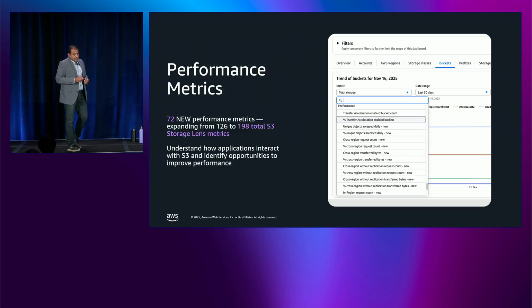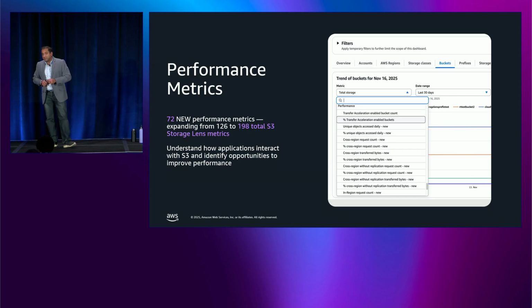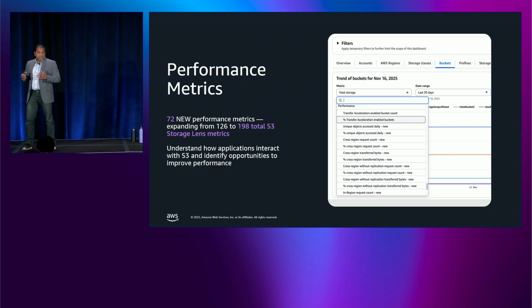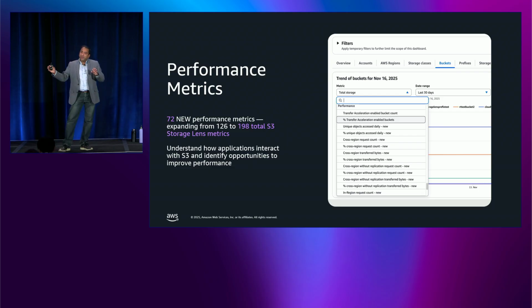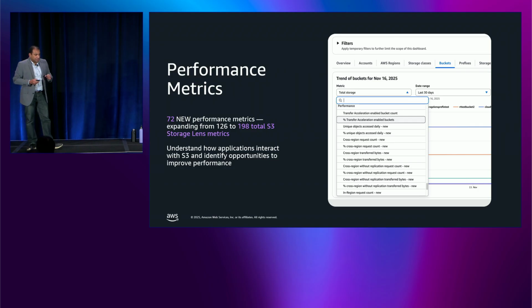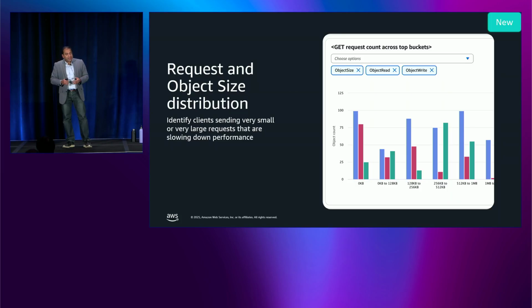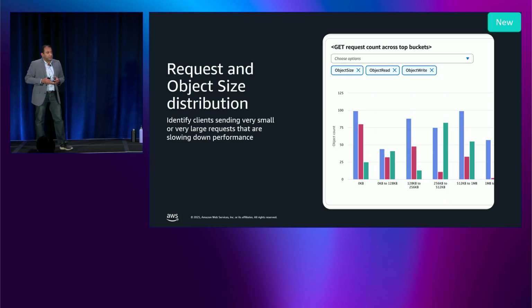Okay. Second, on performance insights, we've added 72 new performance metrics to Storage Lens Advanced tier, again at no additional charge. Okay. This brings the sum total of metrics in Storage Lens to 198. Now, as I mentioned, these metrics are specifically designed to show you how your applications are interacting with your data in S3. Right? We have broken those metrics down into 3 broad categories. I'll go through these. First up, we have a category of metrics that will help you optimize your application performance, right? So an example of that is the new request and object size distribution.